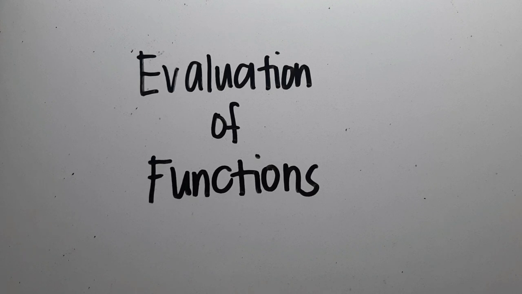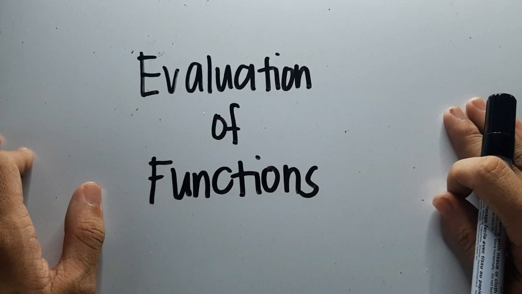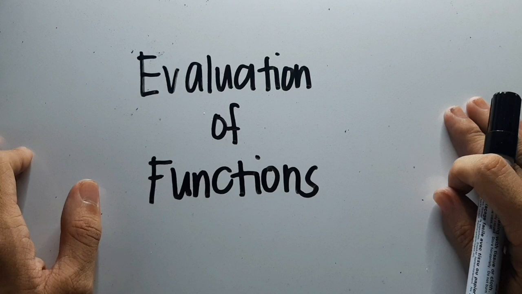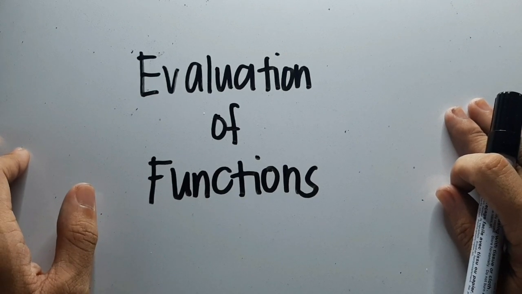Our lesson is all about evaluation of functions. In functions, there are several ways to represent a function. The first method is through mapping. The second way is through table of values, and the third way is through vertical line test. Evaluating functions means that you are going to solve for the function value given a particular value of the variable used in the equation.